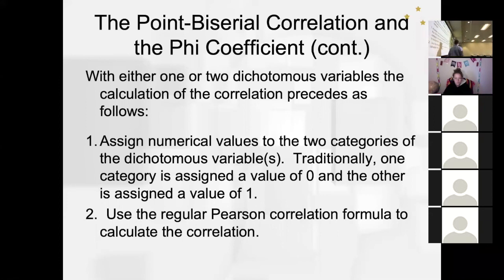And then once we do that, we just use that regular Pearson correlation once again, that formula, to calculate the correlation. So if you have left and right, it doesn't matter which one you assign a 0 and which one you assign a 1, but you got to do that. And then you can run that Pearson correlation, right? This is also sometimes called dummy coding. This means you're assigning a numerical value to be a representation of a different category.